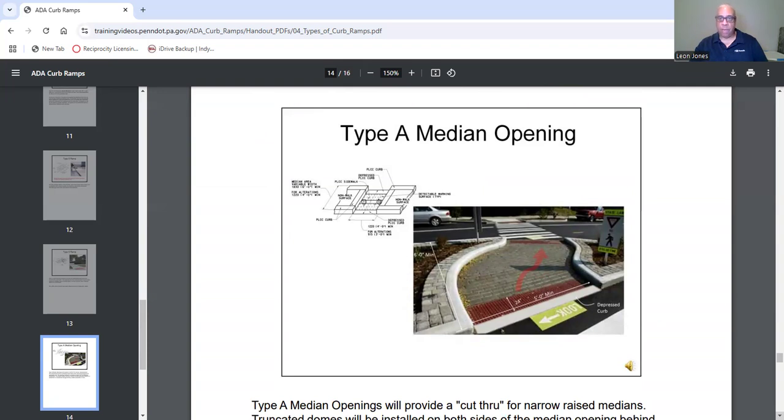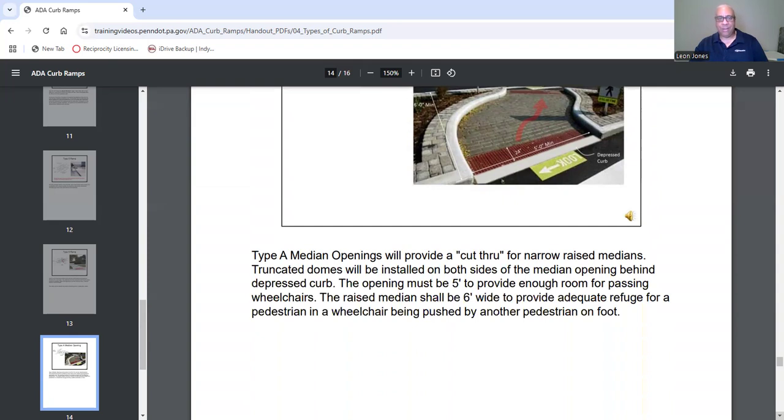median, or we call it a type A median opening. Now, a type A median opening will provide a cut through for narrowed raised medians. Truncated domes, which these are truncated domes on your detectable warning surface, will be installed on both sides of the median opening behind the depressed curb. The opening must be 5 feet to provide enough room for passing wheelchairs. The raised median shall be 6 feet wide to provide adequate refuge for a pedestrian in a wheelchair being pushed by another pedestrian on foot.